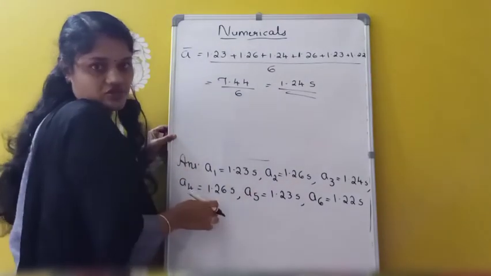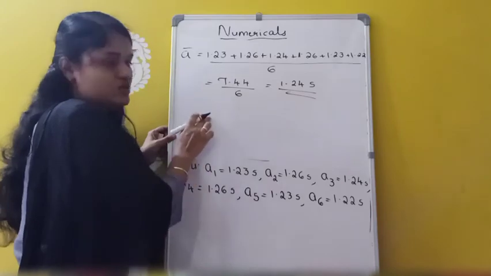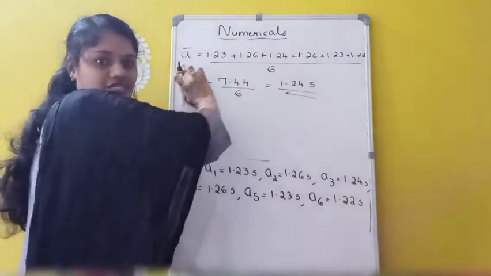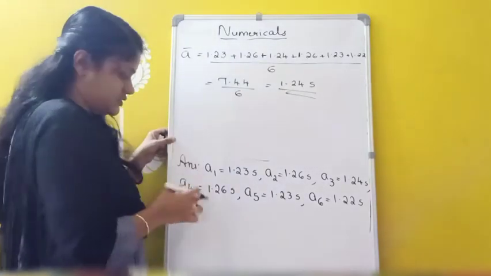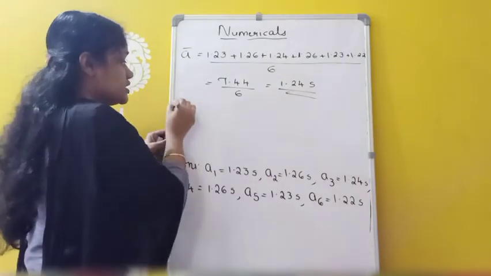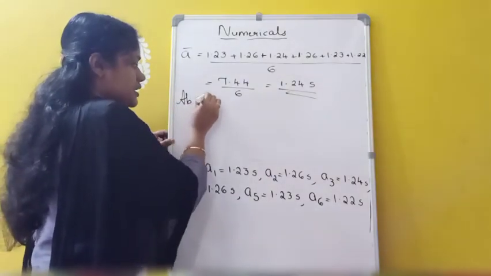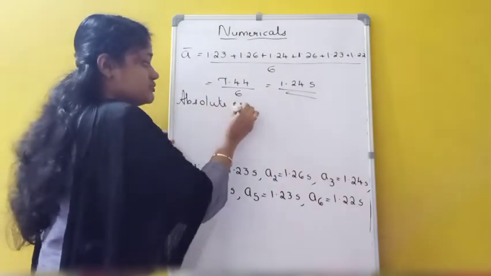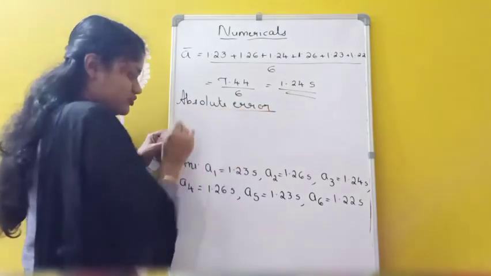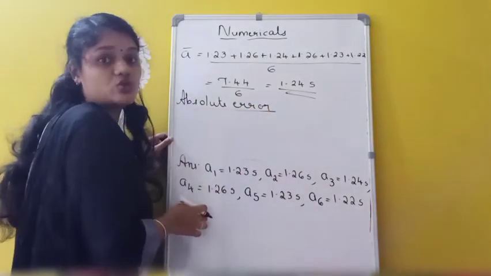These are the measured values. So if measured values are given, how will you find the true value? You can take the arithmetic mean of all these measured values. Then again we have to find which one? Absolute error. Absolute error in the measurement of each value. For each value we have to find the absolute error.